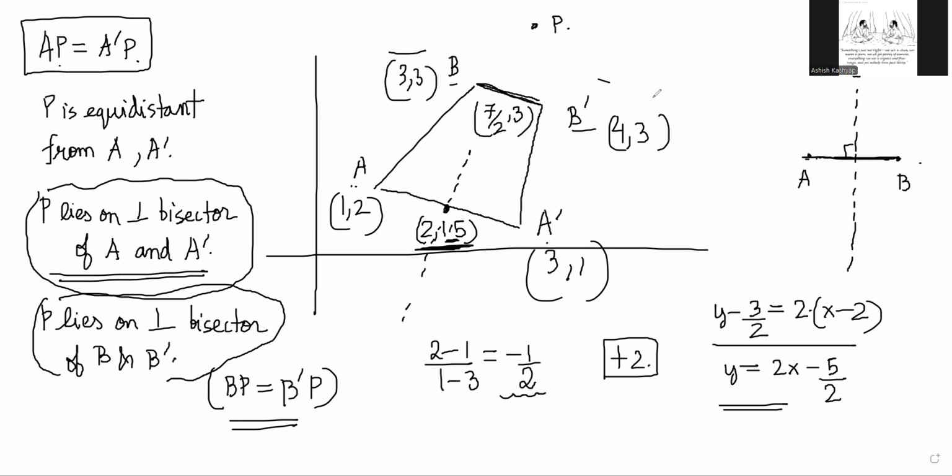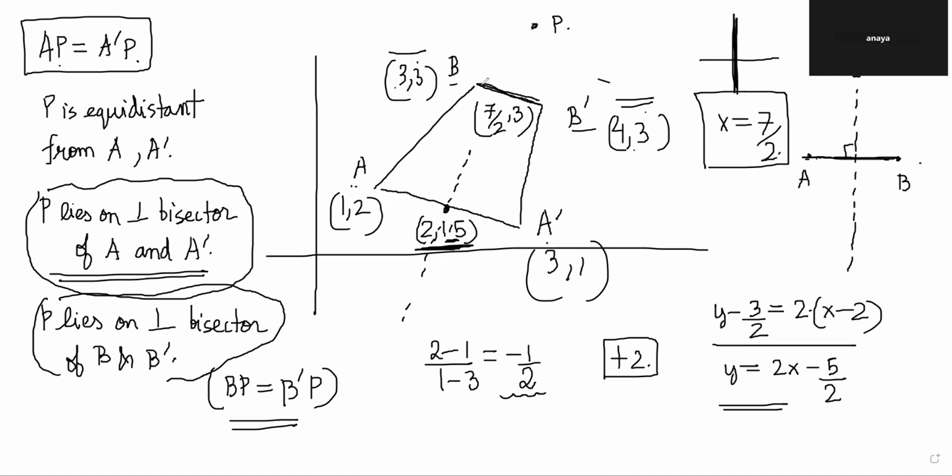Notice that the slope of this line is 0, y2 minus y1 by x2 minus x1. So it's a horizontal line, and the perpendicular to that would have slope infinity, right? So the equation of this perpendicular would be simply x is equal to 7 by 2. This is a horizontal line, although my figure is not showing that. So the perpendicular bisector is simply x is equal to 7 by 2.